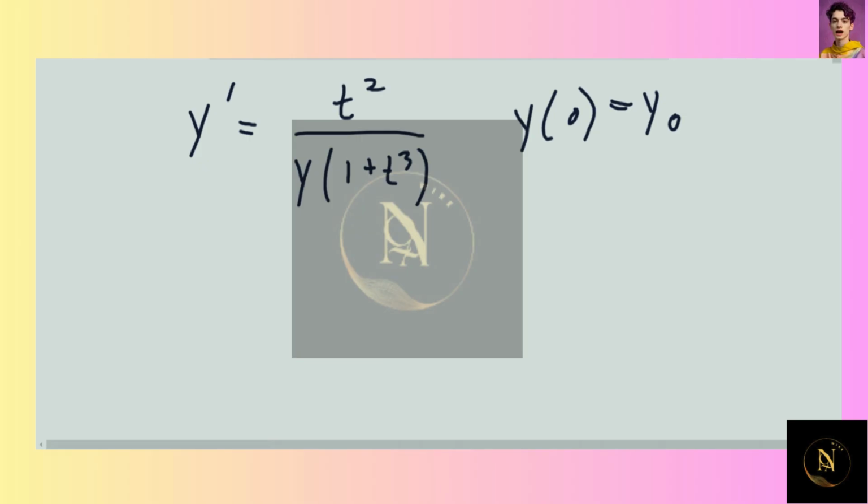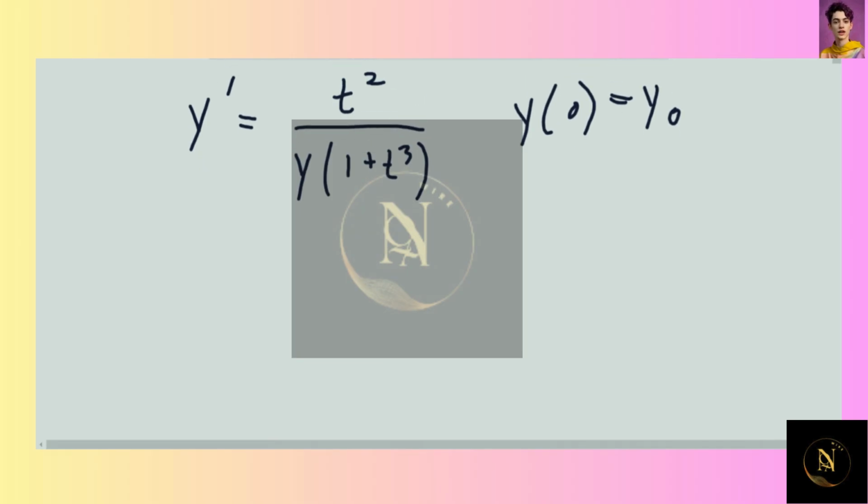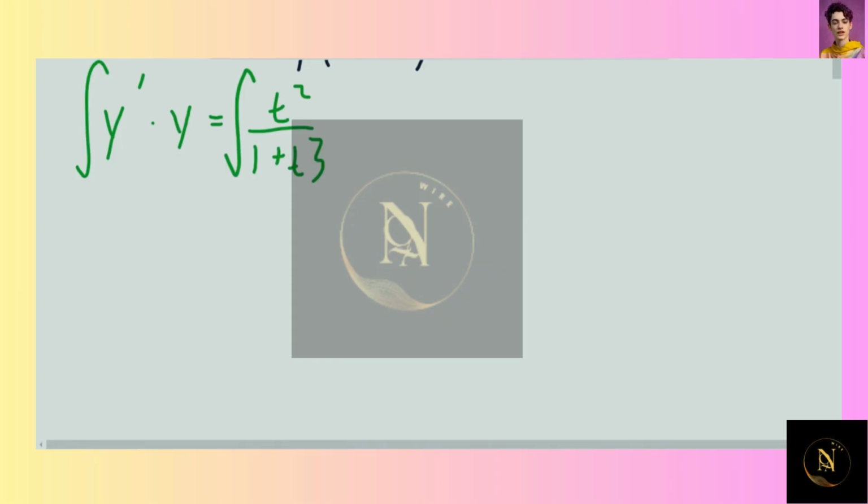So let's start off by solving this differential equation. Since it's separable, we can get the y into the left side, so we'll have y prime times y is equal to t squared over 1 plus t cubed. Here we can just take the integral of both sides, and we'll have 1/2 y squared is equal to the integral of t squared over 1 plus t cubed. Let's just use u substitution.